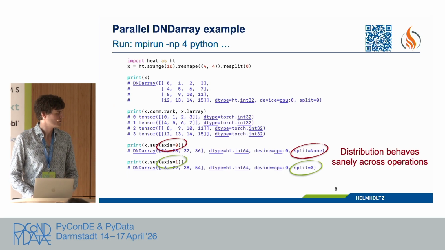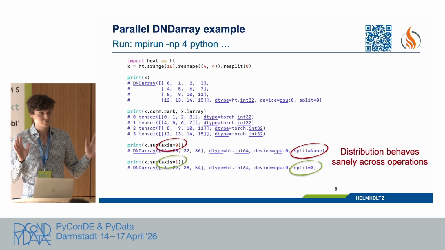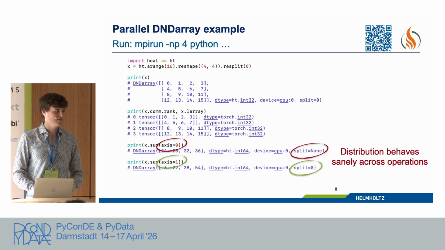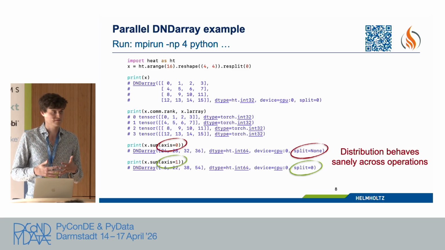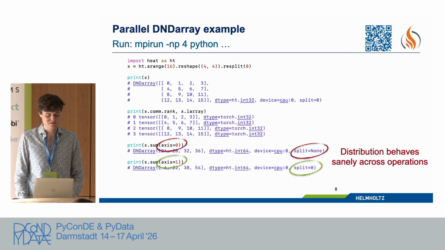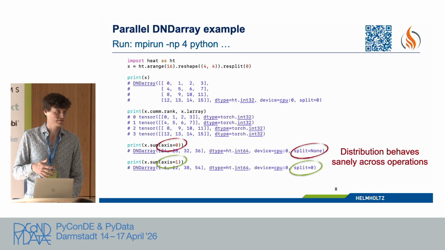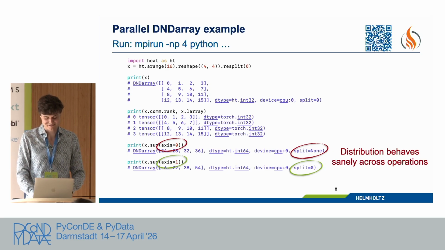Now, I wrote here the distribution behaves sanely across operations. So maybe the distribution changes if you sum along the distributed axis, for instance. This axis is gone afterwards. And how should this be distributed? Probably it shouldn't be. And this is exactly what happens in heat. If, on the other hand, you sum along the non-distributed axis, you would expect it to still be distributed. And that's what heat does, right? So ideally, you don't have to worry. That's the point.